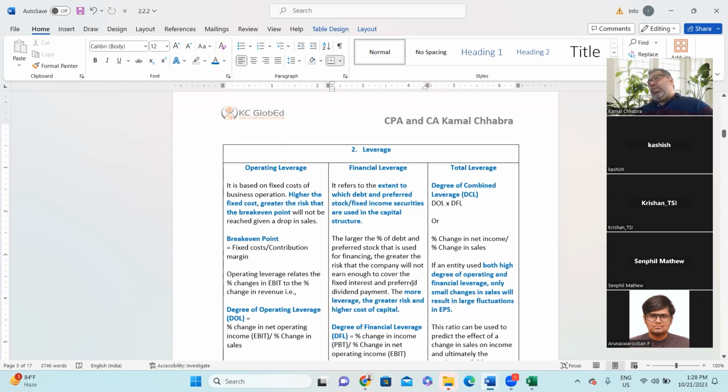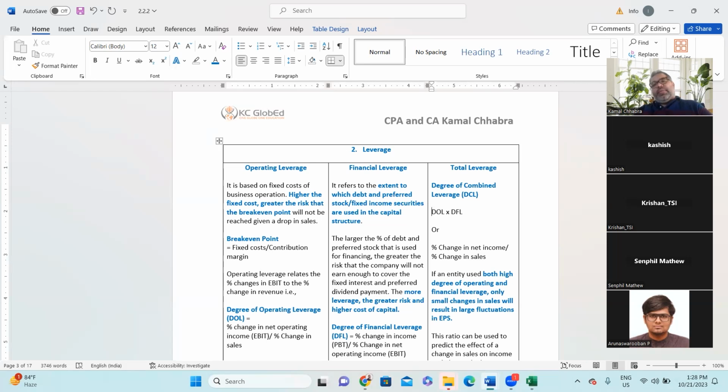First, let's quickly understand what total leverage is. Total leverage, or combined leverage, is operating leverage plus financial leverage, or rather operating leverage multiplied by financial leverage gives you the total leverage. Sometimes we call it total leverage, sometimes degree of combined leverage, or combined leverage. Very simple formula: degree of operating leverage multiplied by degree of financial leverage will give you total leverage or combined leverage, right?